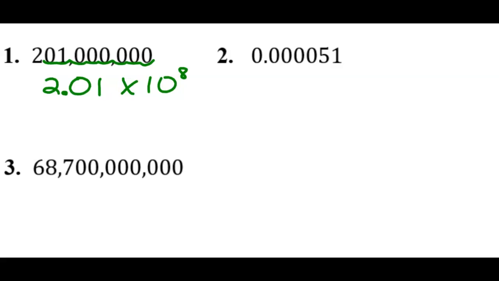Here, where's my decimal going to go in between? 5 and 1. Times 10, so is that going to be positive or negative? Negative. How many times do I have to move to get to between the 5 and the 1? 1, 2, 3, 4, 5. Negative 5. See what you're doing? Yes? Okay. We're going to pause for a second.